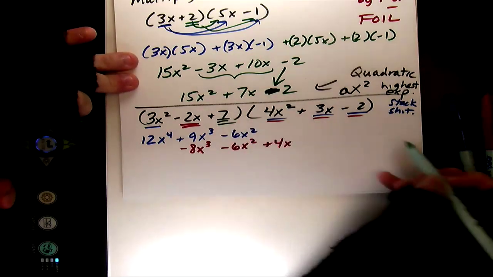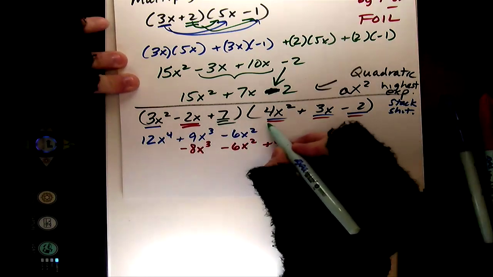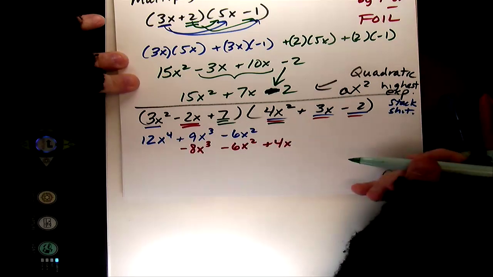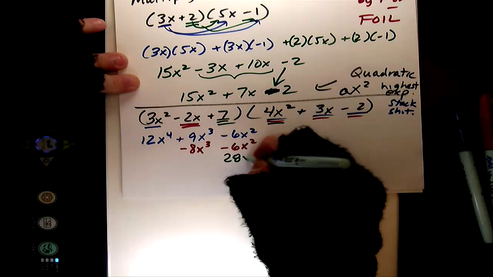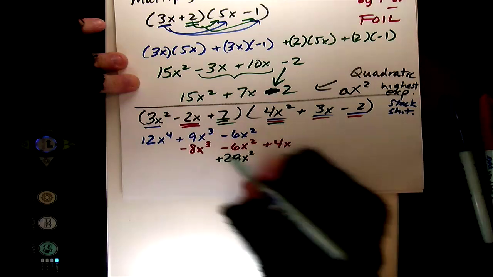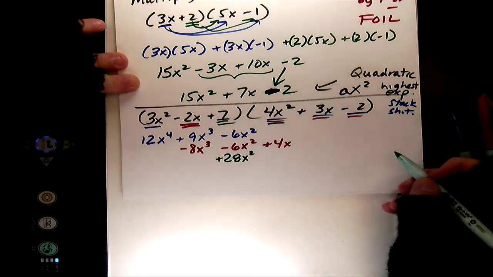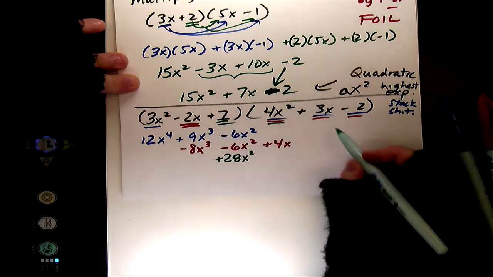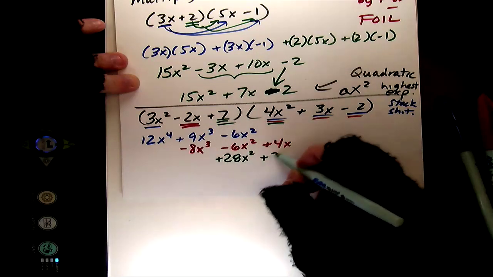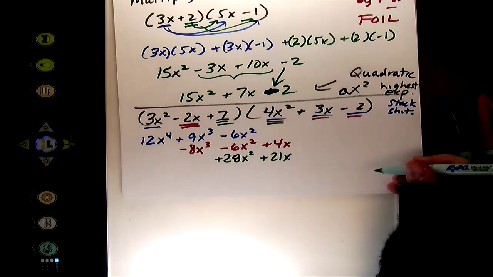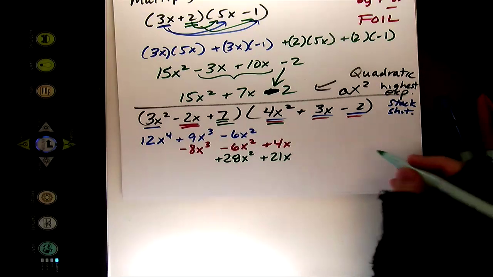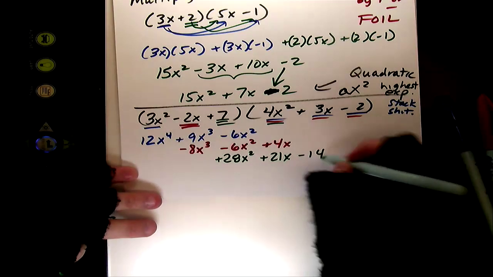Now, step 3, I'll do the 7. 7 times 4x squared is 28x squared. My x squared is right here, so I'm going to put it right there. 7 times 3x is 21x. I will put that under my x's right here. And 7 times -2 is -14.